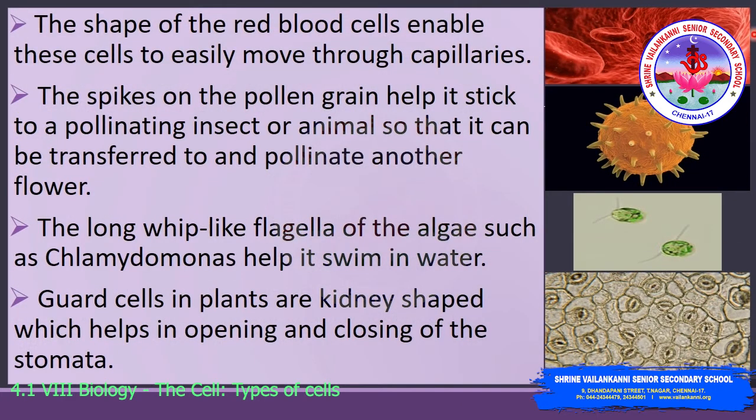The shape of the red blood cell enables these cells to easily move through the capillaries, while the spikes that are present on the pollen grains help it to stick to a pollinating insect or animal so that it can be transferred to and can pollinate another flower. And the long whip-like flagella, which is seen in algae such as Chlamydomonas, help it to swim in the water. And the guard cells, which are seen in the plants, are kidney-shaped, and it helps in opening and closing of the stomata, as you can see in this picture.